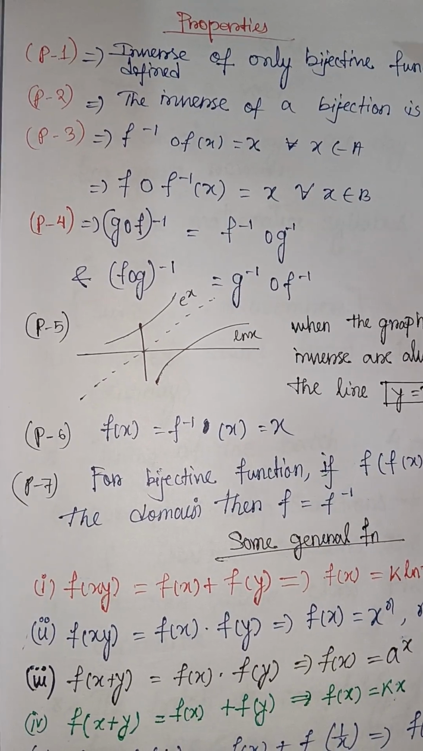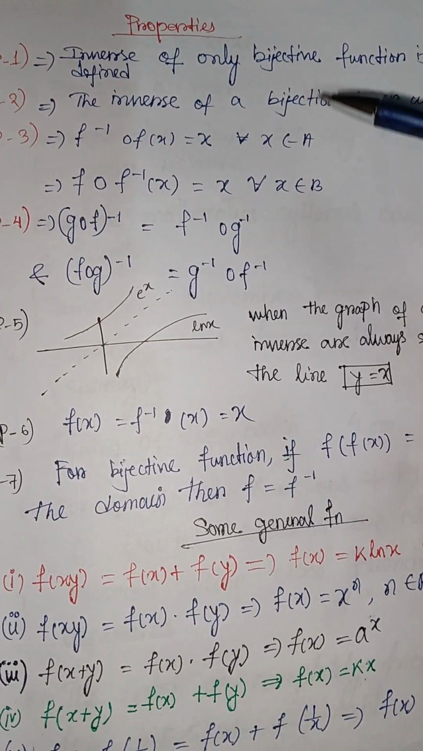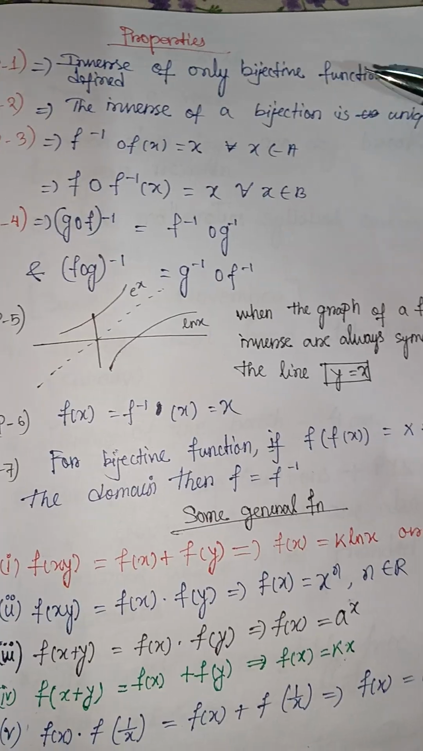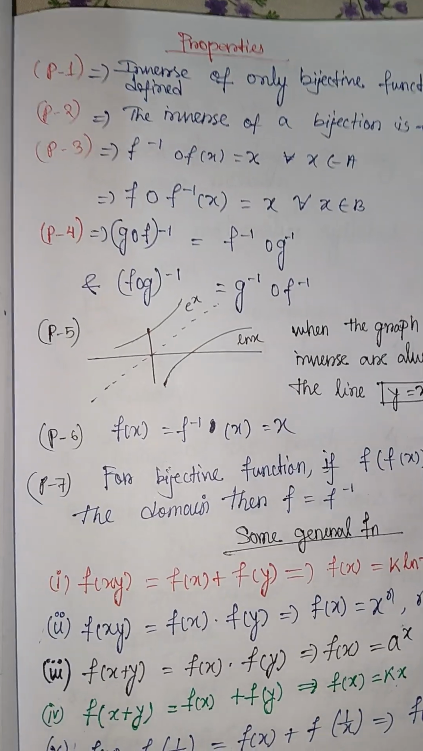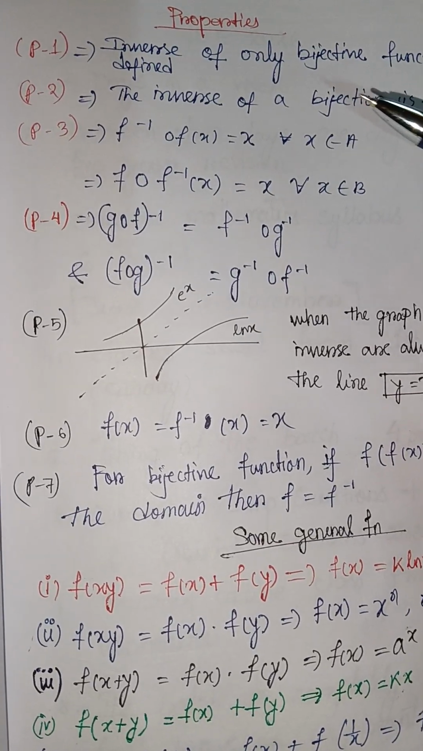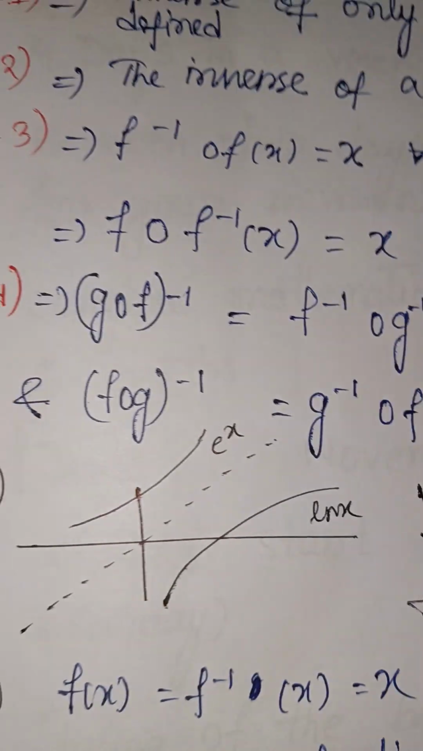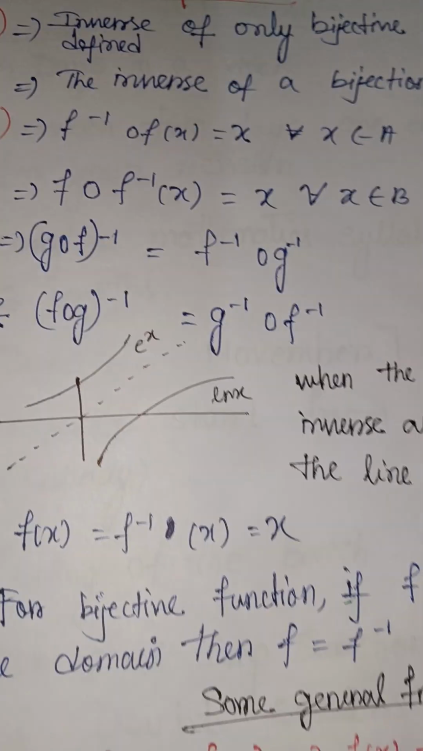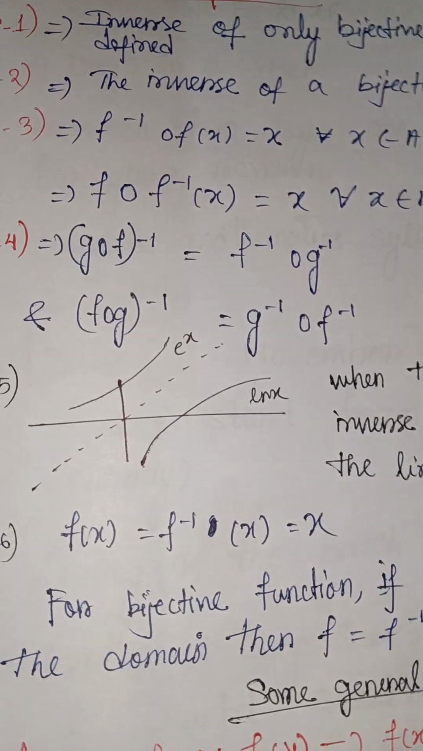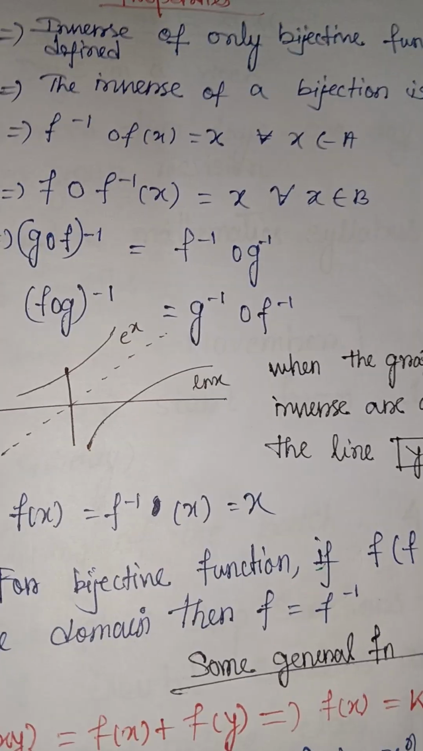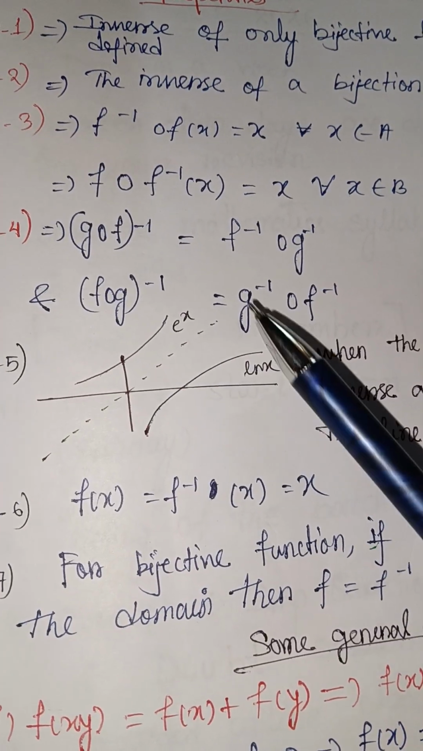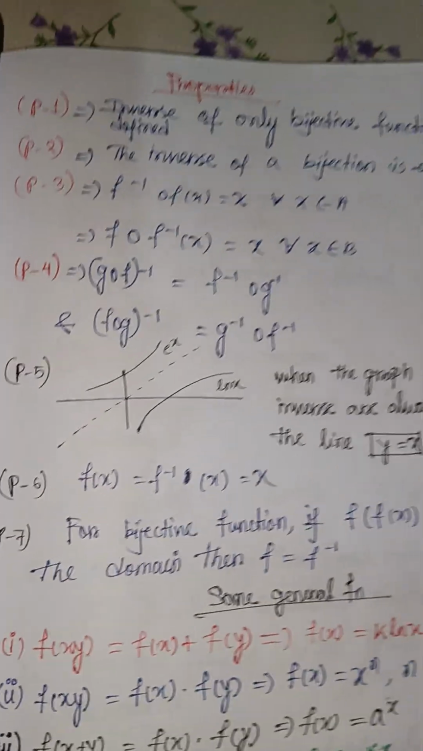Next, some important properties. Property 1: the inverse of only a bijective function is defined. Next, the inverse of a bijective function is unique, and f inverse of f of x is equal to x for all x belongs to A. f of f inverse of x is equal to x for all x belongs to B. Property 4: (g of f) inverse is equal to f inverse of g inverse, and (f of g) inverse is g inverse of f inverse. So that's property number 4.